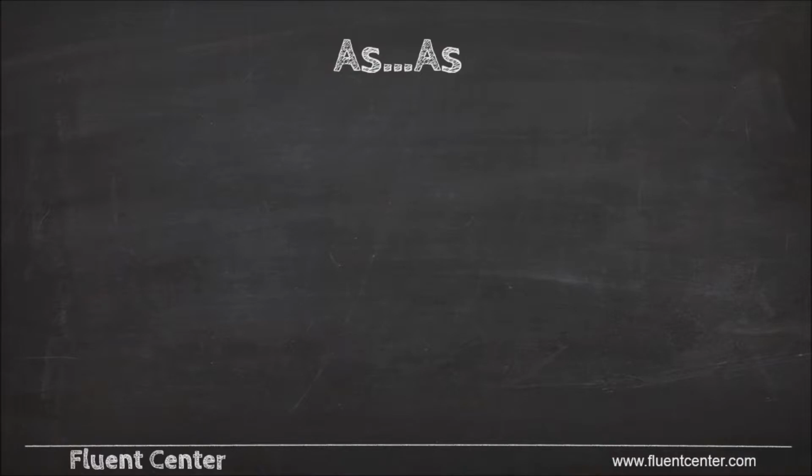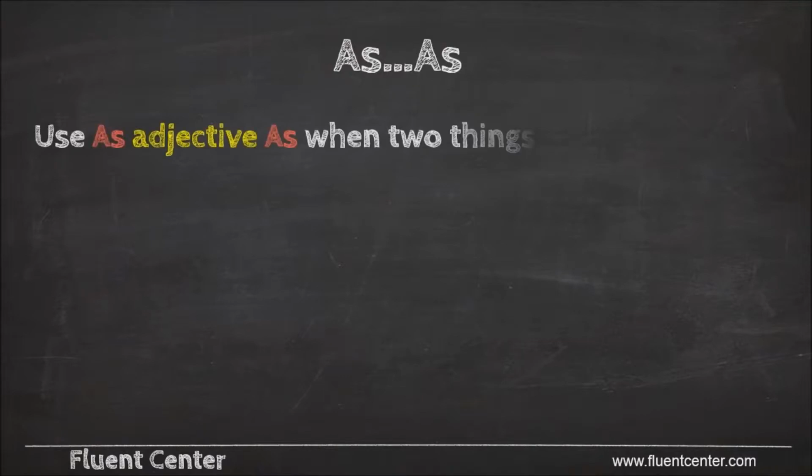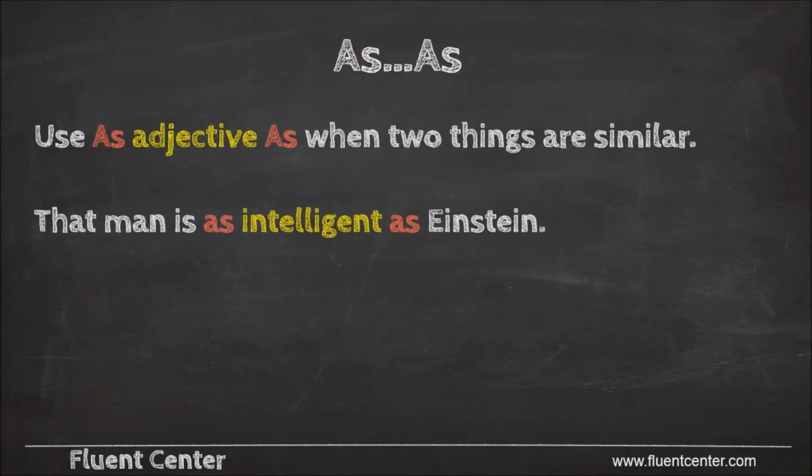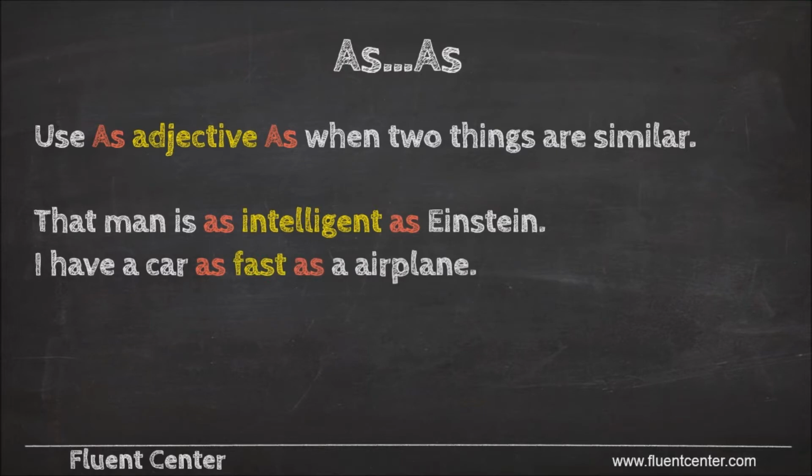As we use with an adjective when we compare two things that are similar. In my first example, the man is as intelligent as Einstein. I am saying that this man is very intelligent and that his intelligence equals that of Einstein. In the second example, I have a car as fast as an aeroplane. This is telling the listener that my car is very fast and it is equal in speed to an aeroplane.